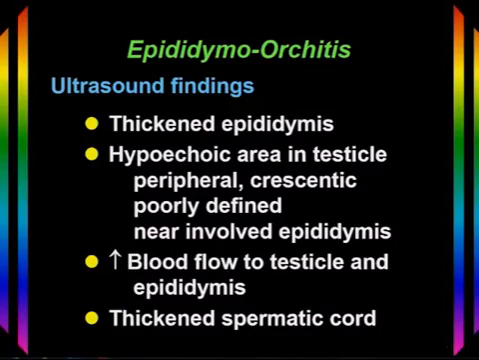Some infections start in the epididymis and affect the testicle as well, becoming epididymal orchitis. In these cases, you have all the findings of epididymitis, but you also have abnormalities inside the testicle. You will see a hypoechoic area in the testicle, typically at the periphery, typically in the region of the involved portion of the epididymis. There will be increased blood flow to the testicle as well as the epididymis, and the spermatic cord will be thickened.